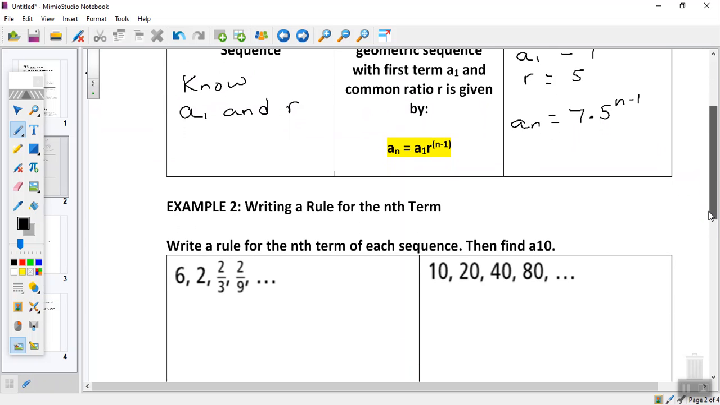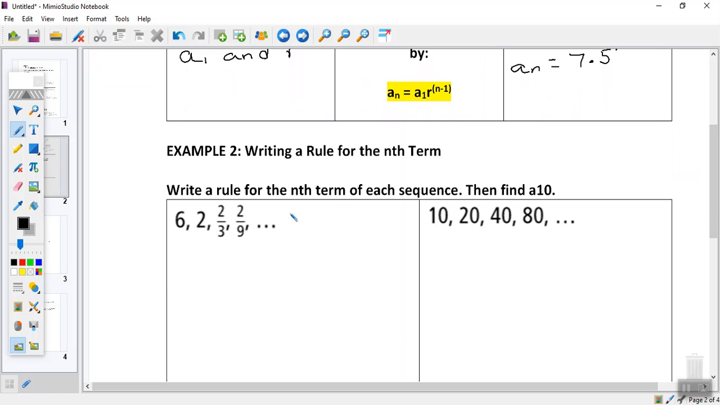Well guys, take a look at number 2 here. This says write a rule for the nth term of the sequence, then find the 10th term. All right, let's talk right here. Kids, the rule, I'm going to write it down again. The nth term in a geometric sequence equals the first term times the common ratio R to the n minus 1. Okay, do we know what the first term is, kids? Yes. A1 is equal to what here, kids? 6. Right? Okay, do we know the common ratio R?